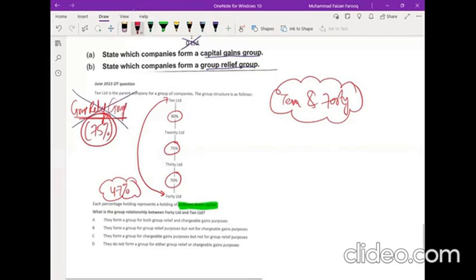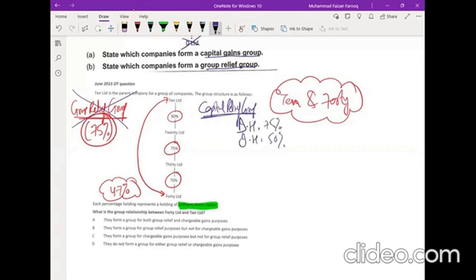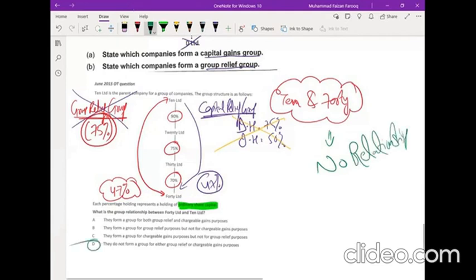Now I will check with another color, the capital gains group. Direct holding, DH, is 75 and indirect holding percentage is 50. Here you just told me we have 47. So here also no capital gains group exists. So what should be the answer? B or D? D. They do not form a group. They do not form a group for either group relief or for chargeable gain purposes. This is from your revision kit. Any confusion in this question, please ask me.